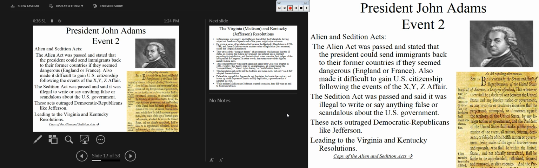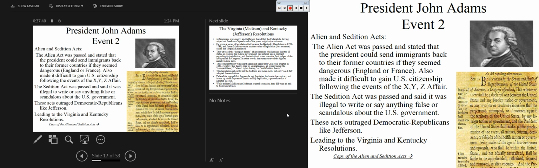After the XYZ affair, it becomes very difficult for English and French immigrants to gain citizenship. Obviously, this was fodder for Jeffersonian Democratic Republicans to say the Alien Act not only infringed upon basic rights of the people, but also infringed upon the rights of the states. So they take that and run with it. But what Adams' administration really gives the Democratic Republicans, the Jeffersonians, a lot of fodder to use is going to be the Sedition Act, and that is nothing illegal or libelous or scandalous could be written about the government.